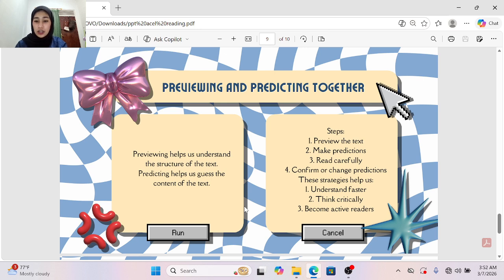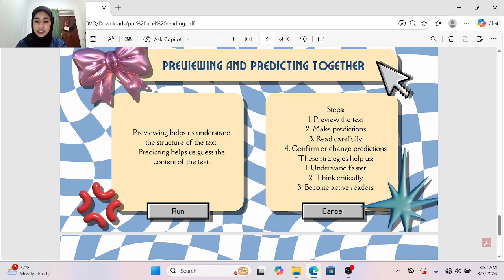Previewing and predicting are often used together. Previewing helps us see the structure of the text, and predicting helps us guess the possible content. And the steps are: preview the content, make a prediction, read it carefully, and confirm or change the prediction. By doing these steps, reading becomes more active and interesting.